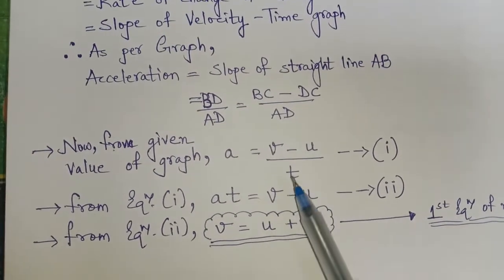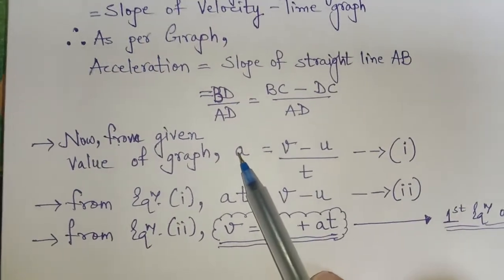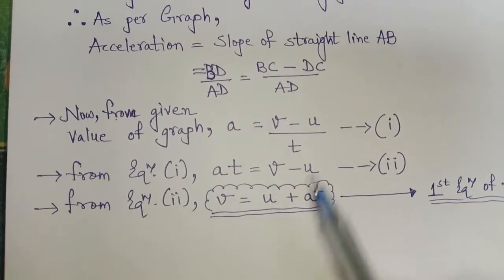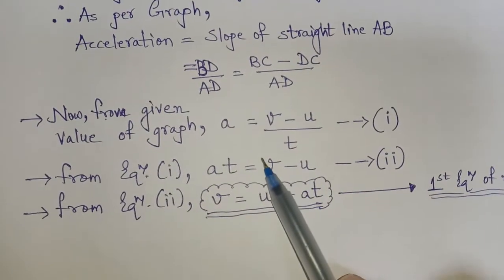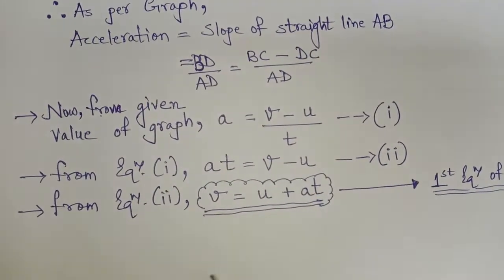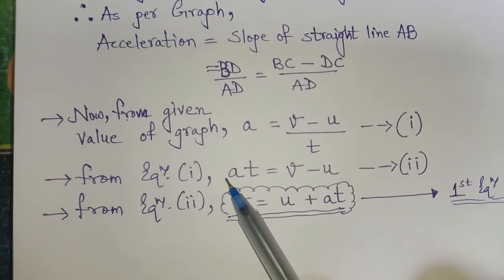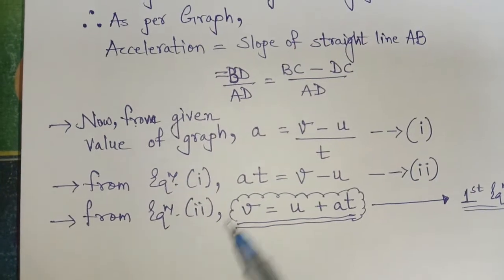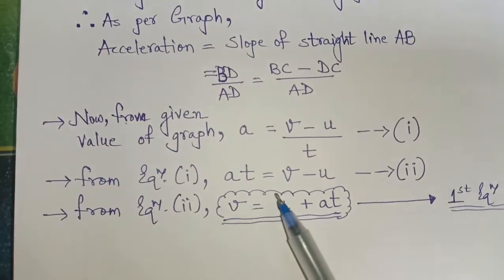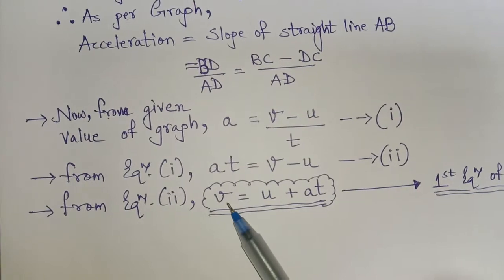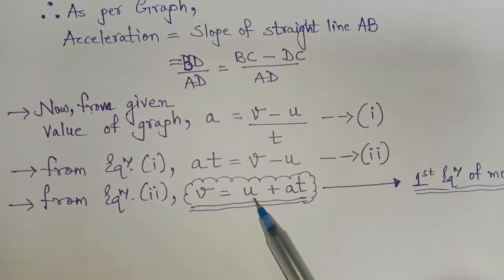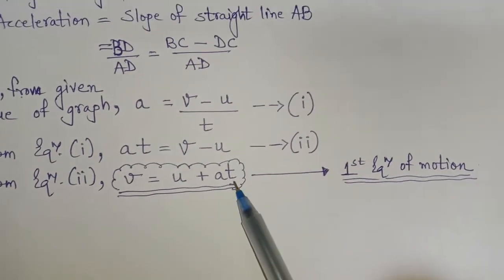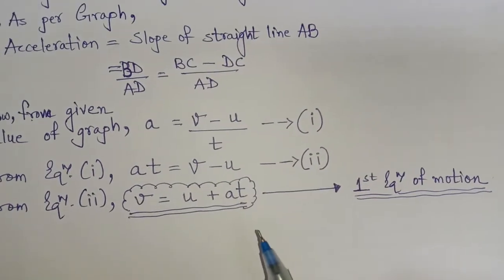Now, if I take this t from the denominator to the numerator, then it will be a multiplied by t is equal to v minus u. Still, I want to know the final velocity. So I will take this minus u to the other side; it will be plus u. u plus at is equal to v, which is rearranged, and it is final velocity v is equal to initial velocity plus acceleration into time, the first equation of motion.